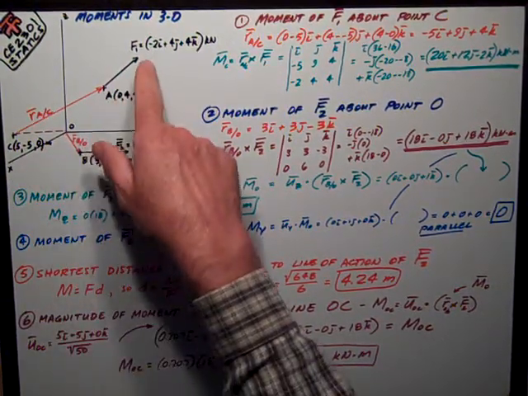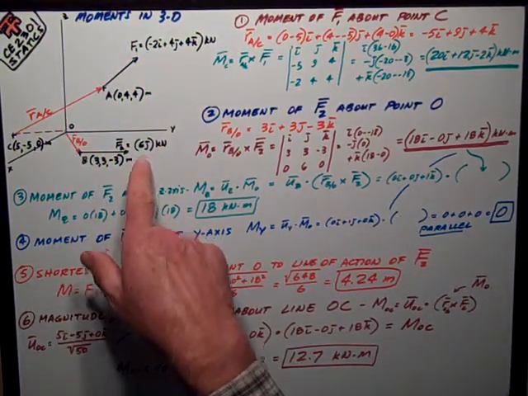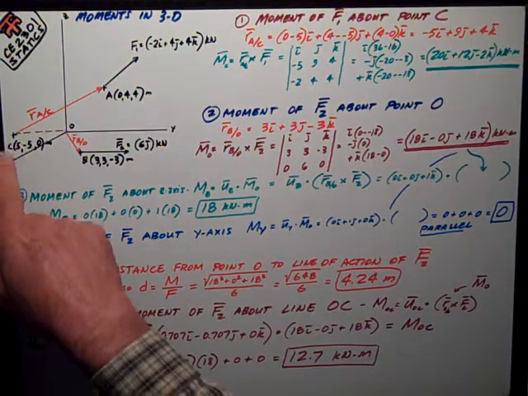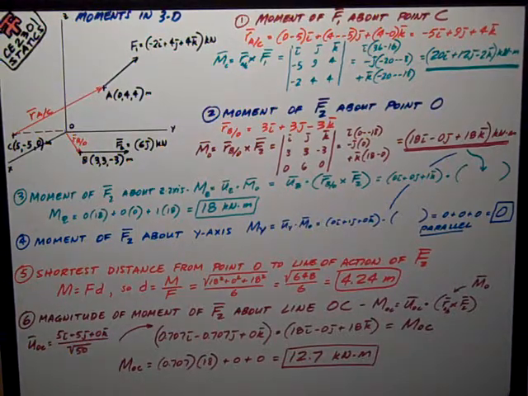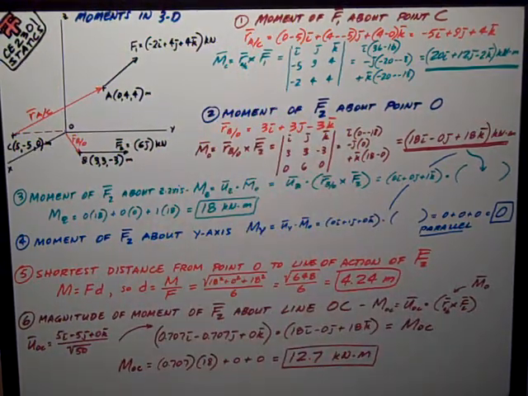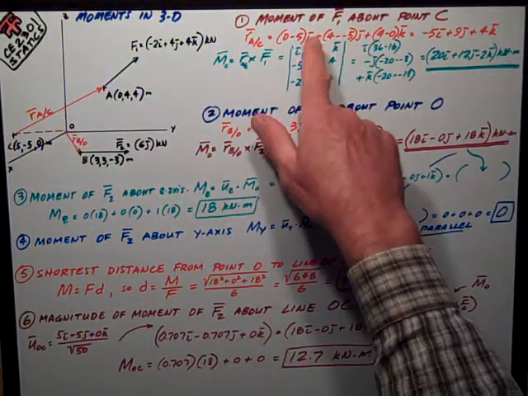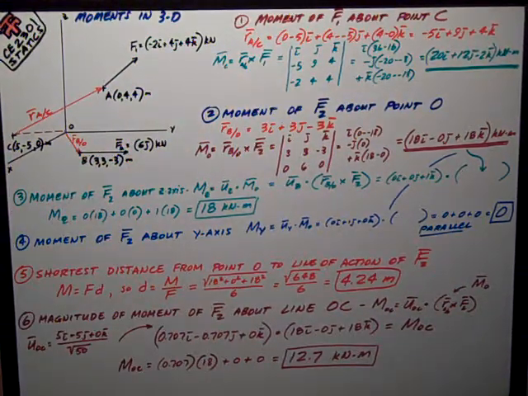Point A is where F1 is applied. Point B is where F2 is applied. And point C is just this point out in space where we're going to take moments about and figure things around. Everything's in kilonewtons and meters. First problem was, what's the moment of F1, this force, about point C, way over here?